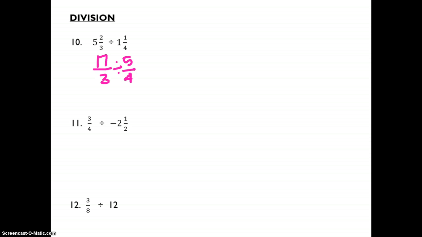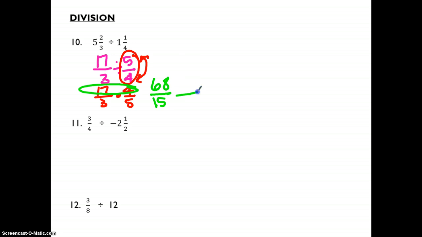I keep the first fraction the same, don't touch it. Multiply by the reciprocal of this, which I just flip the numerator and the denominator, and I get 4/5. And then I can multiply. So 17 times 4 is 68. 3 times 5 is 15. When I change that into a mixed number, I get 4 and 8 over 15.